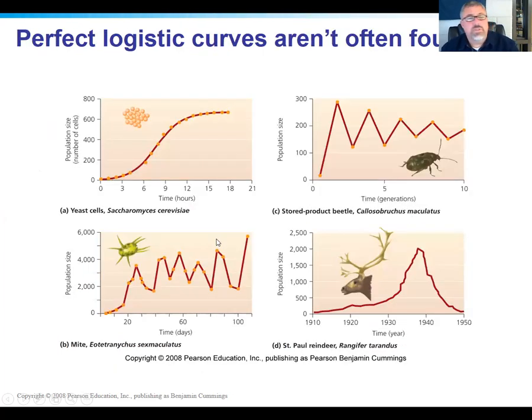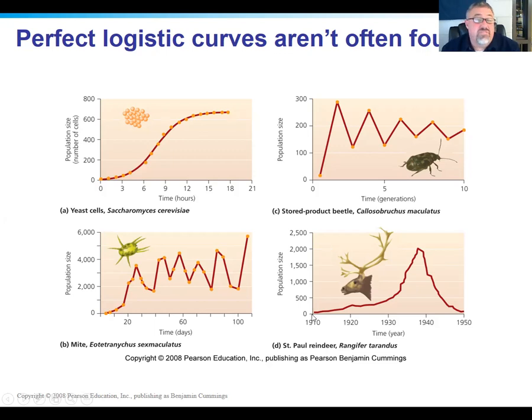Here are some different curves associated. Kind of makes sense. All right, so here we've got yeast. They grow. All of a sudden, all the food source is gone, and we have this carrying capacity, right? I don't know what mite this is, but again, it's doing pretty well. All of a sudden, we have a population decline, and again, we just see these different growth of population rates.